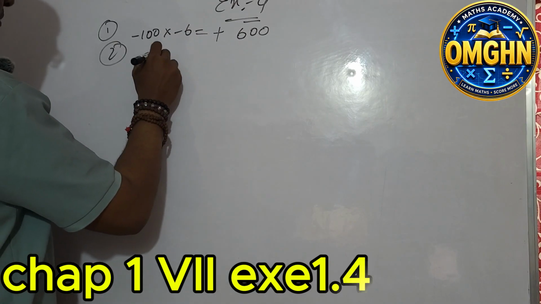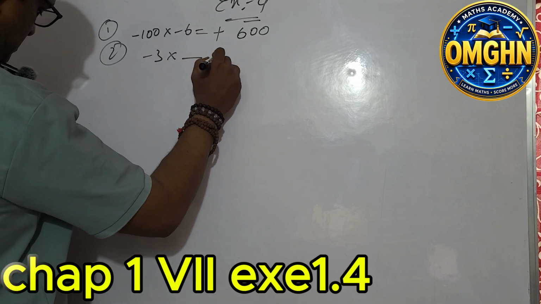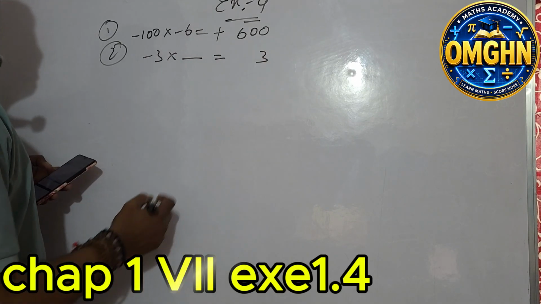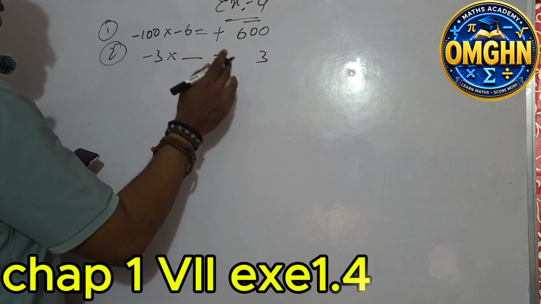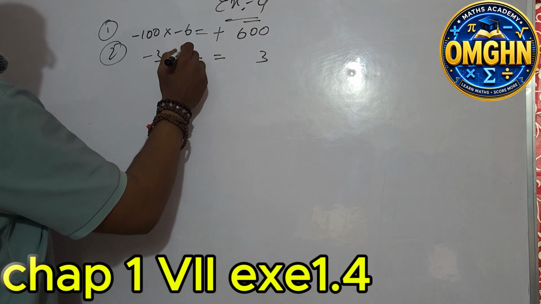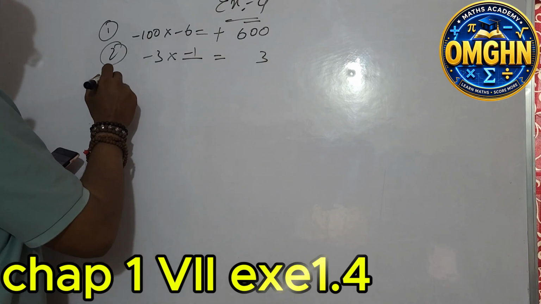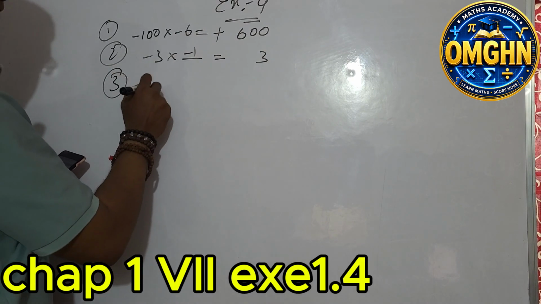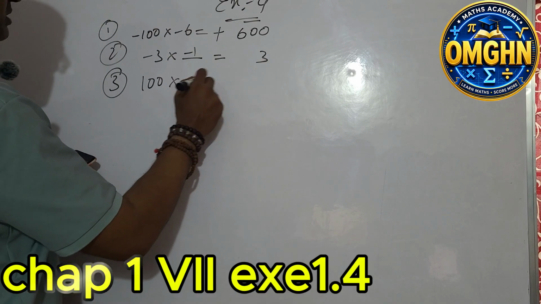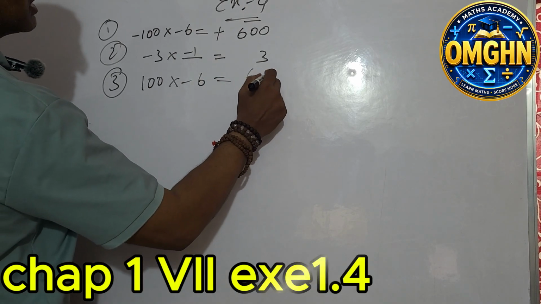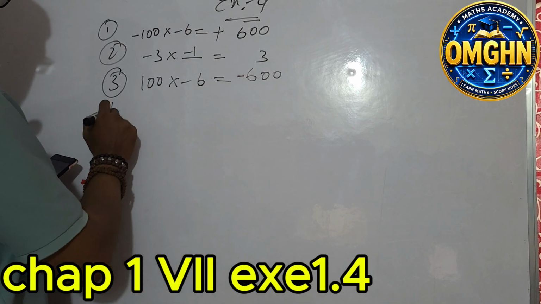Second sum, minus 3, we don't know this number, is equal to 3. So, if you are taking it as x and we are solving now, it has to become minus 1. Minus into minus plus, 3 ones are 3. Third bit, 100 into minus 6. Multiplying means it is minus 600.